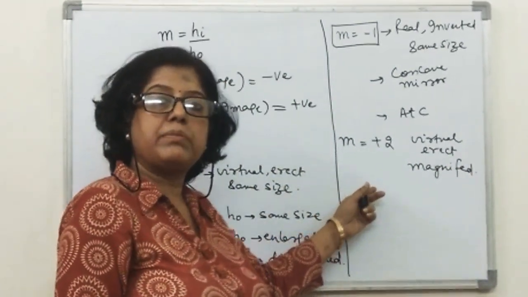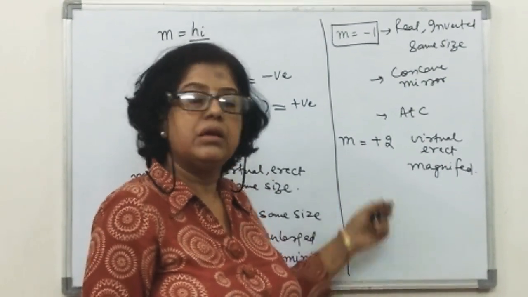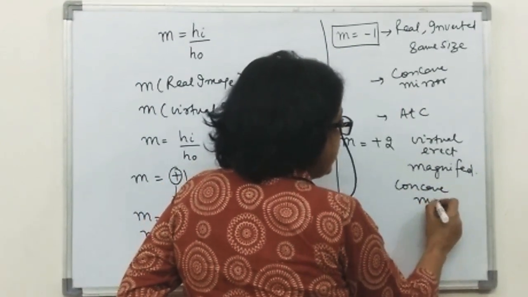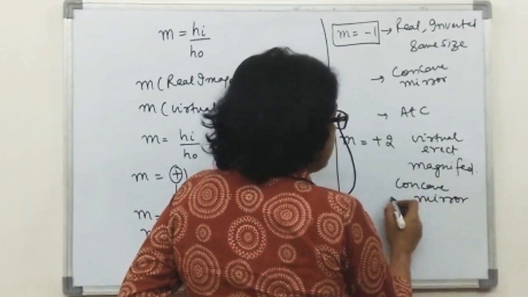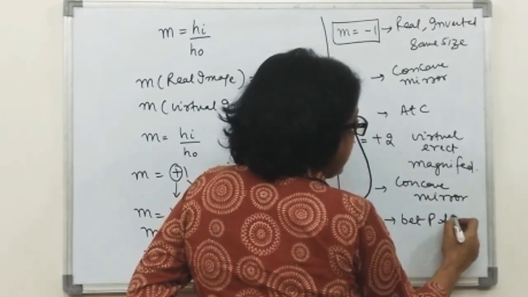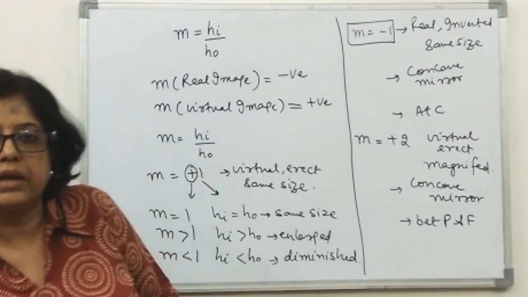That means a virtual erect magnified image is formed. Which mirror are we talking about? Obviously the mirror will be a concave mirror, because a concave mirror can only form a virtual erect and magnified image. And what will be the position of the object? Obviously between P and F. Only in case the object is between P and F, the image formed is virtual erect and magnified.